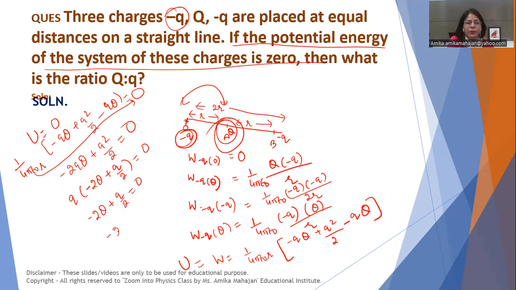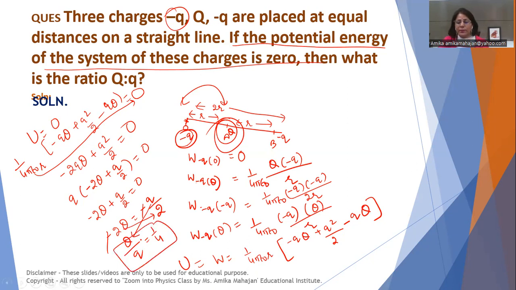You can say -2 capital Q equal to -q by 2. So this 2 will come here. The negative sign will cancel because I have to calculate capital Q by q. This q I will take here, and 2 will come in the denominator on the other side. So it will be 1 by 4. So the answer, the ratio of capital Q and small q, will be 1 by 4.